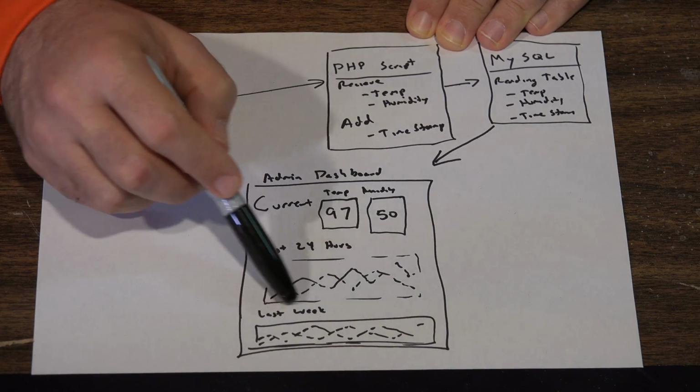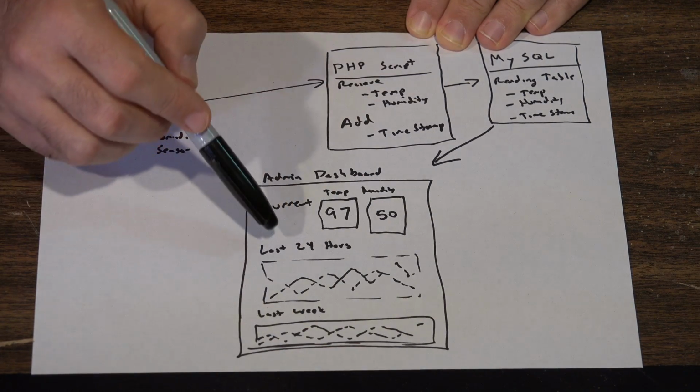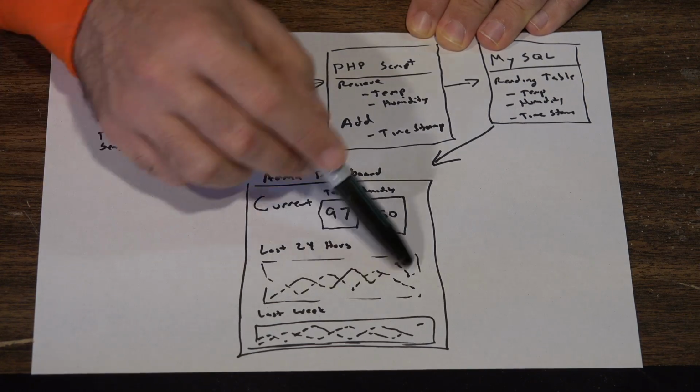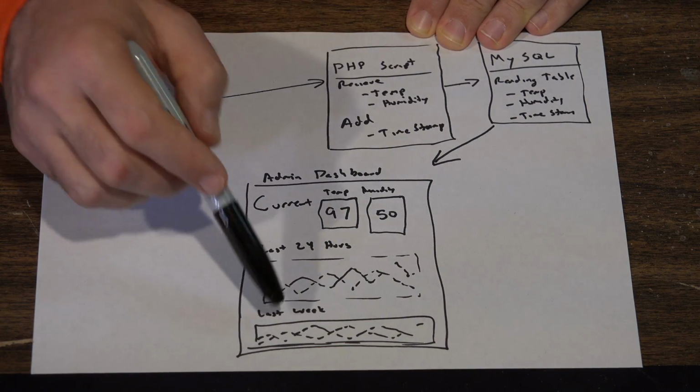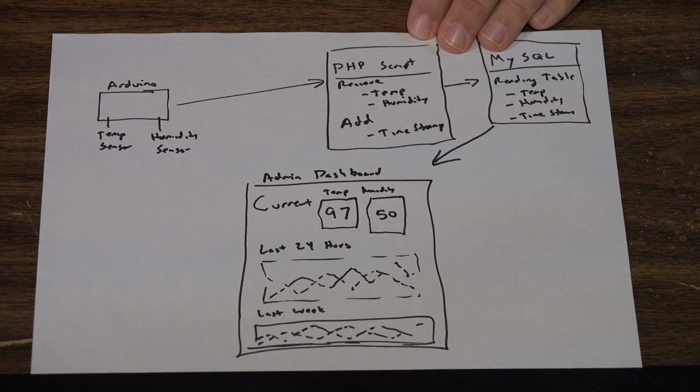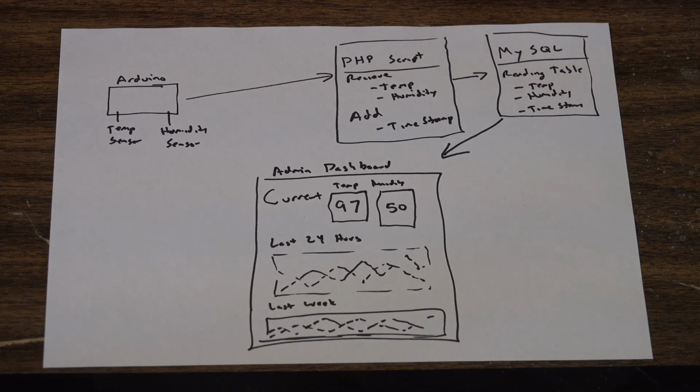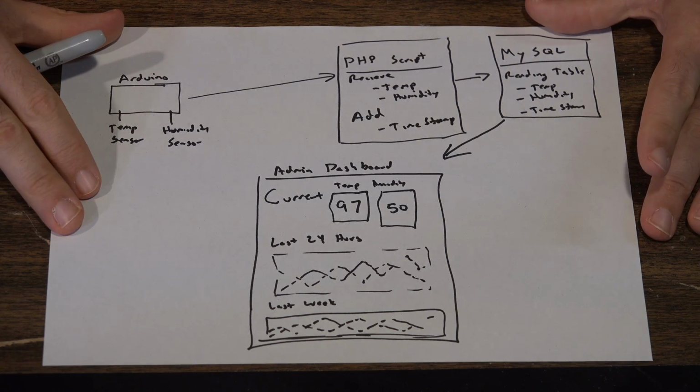And then down here, for the last week, I'm going to have another chart. So basically, it'll show us what the current is, it'll show us what the trends are for the past 24 hours, and it'll show us what the trends are for the last week. This gives me a basic design. I can start writing out something called pseudocode, which we'll talk about in a later class, and start trying to build out this particular project. But look at this right here, right?